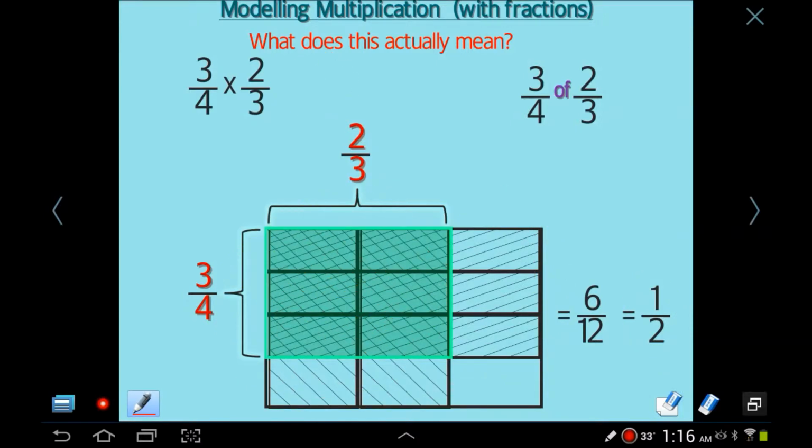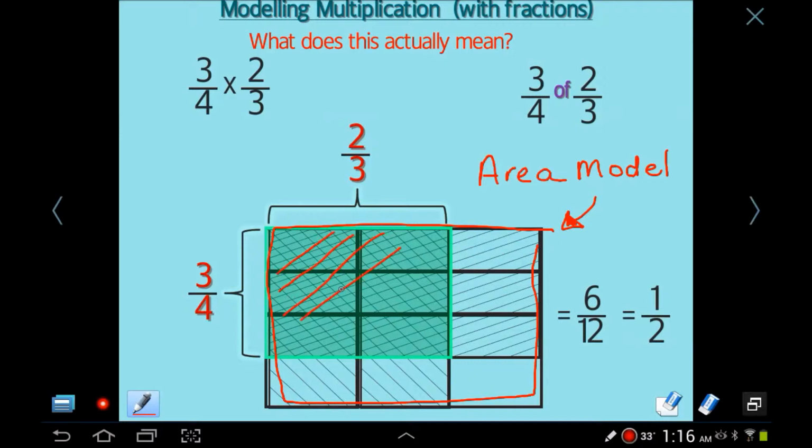Before I go on any further, what this is all called is, I'm showing you how to model, but what this is called is the area model, because we're literally looking at the area. What area of the whole rectangle is shaded in both directions? So we're using the area model. That's what this is all called. So if I use that phrase again, area model, you'll know what I mean.